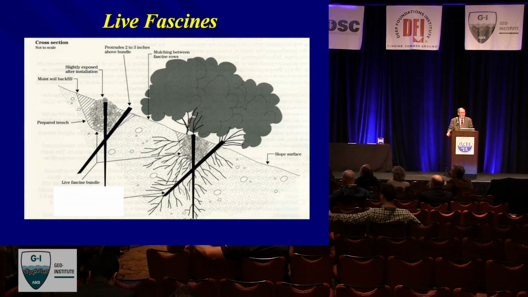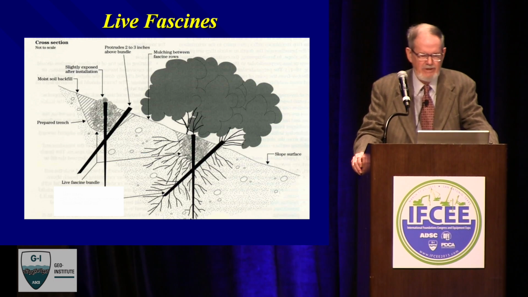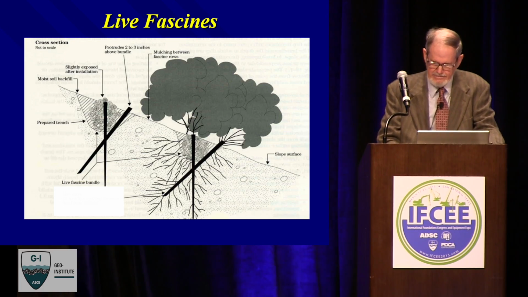The next most common and widely employed biostabilization technique is the use of live fascines. These are simply elongated bundles of willow cuttings or other suitable vegetation that are placed in shallow trenches, normally on contour, and then secured in place with either live stakes or inert construction stakes. The willow bundles are then partially covered with soil that is worked into the bundles.